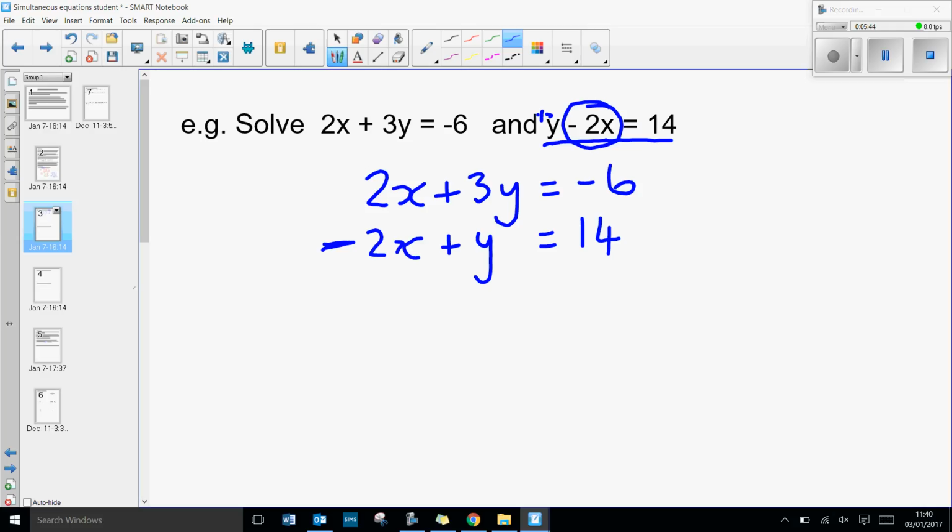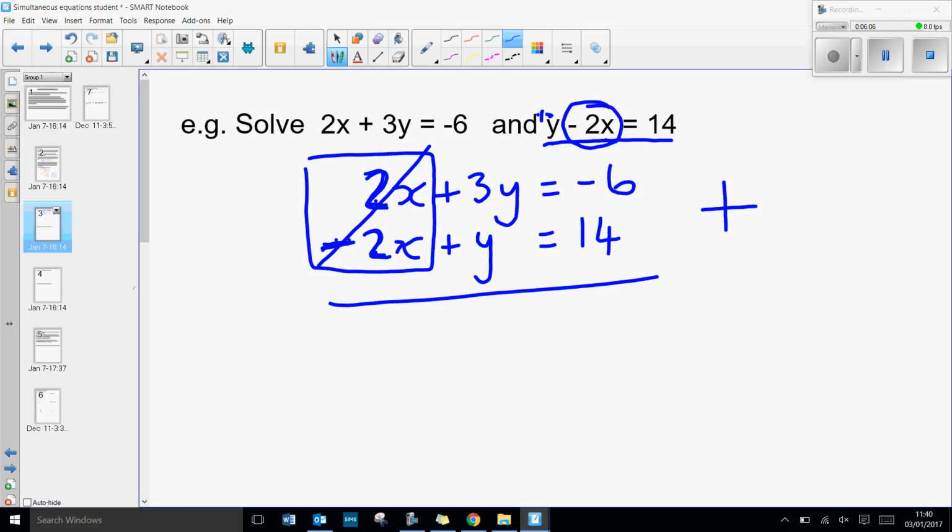We know we're going to add these two equations, so we need to double check our coefficients. So I can see my x has a 2 and a 2, perfect. It has a positive 2 in the first one and a negative 2 in the second. So when I draw my box around these two things, I see because this is a 2 and this is a negative 2, they will disappear. We then add our two equations.